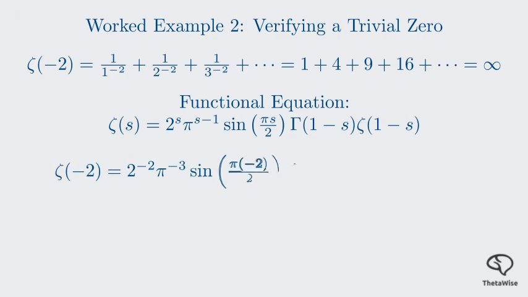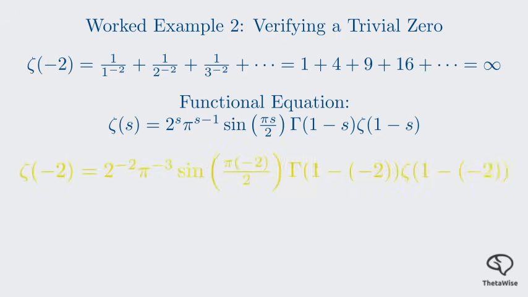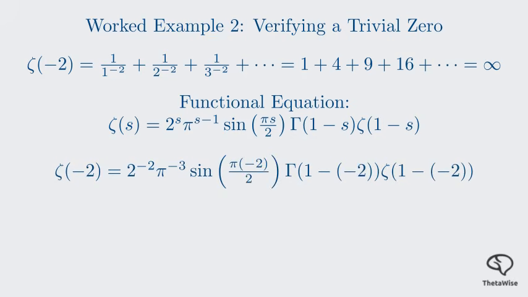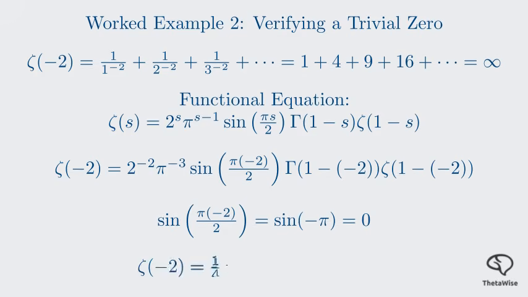We substitute negative 2 for s. Notice the term sine of pi s over 2. This is the key. The argument of the sine function becomes minus pi. And the sine of any integer multiple of pi is 0. That's a fundamental property of the sine function. Since one of the factors on the right-hand side is 0, the entire expression becomes 0. Therefore, zeta of negative 2 equals 0.